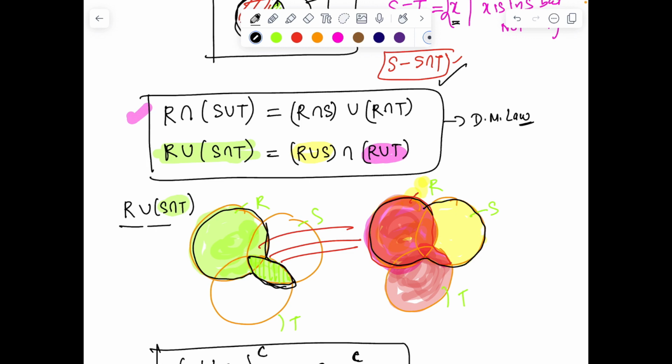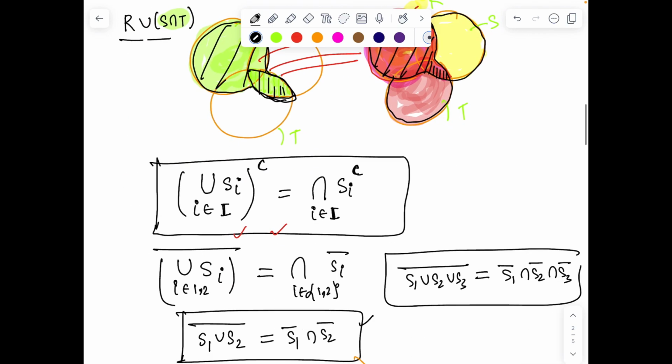Sorry, R union S and R union T. If I unite R with T, we are going to get this. Now if we take the common part between these two, you can clearly see it's the same region, right? This one, which is exactly here. So diagrammatically I can say they are equal. Similarly, you can prove it for the second one.